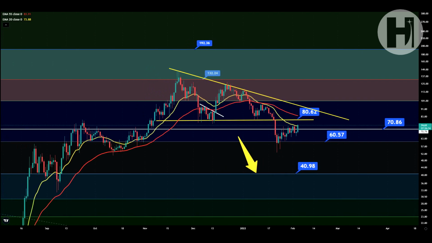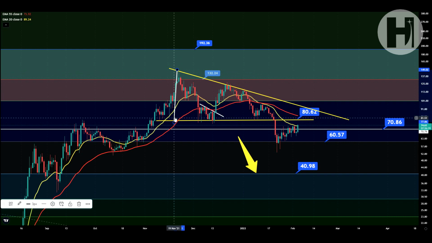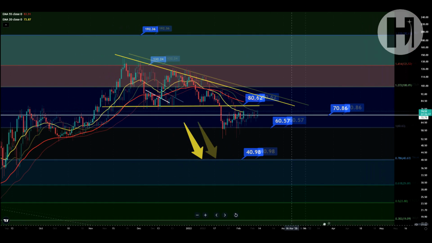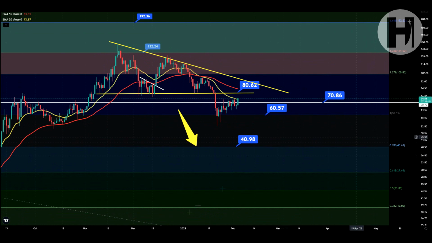Now, what is our target? We did measure this target in the last video, but we're going to do it one more time in this video. So here we do have a target at $40 over here from this descending triangle. So we are still targeting $41, which is the 786 Fibonacci retracement on this large fib.